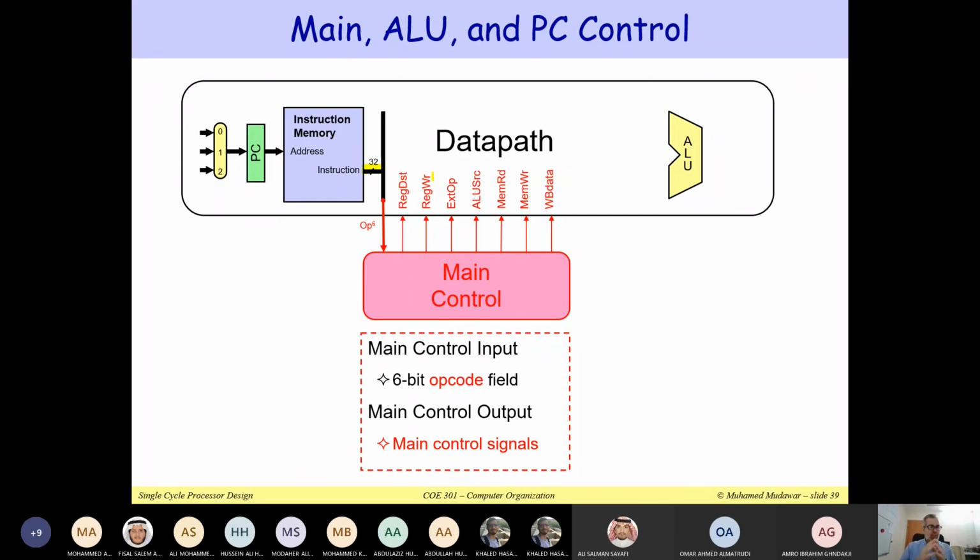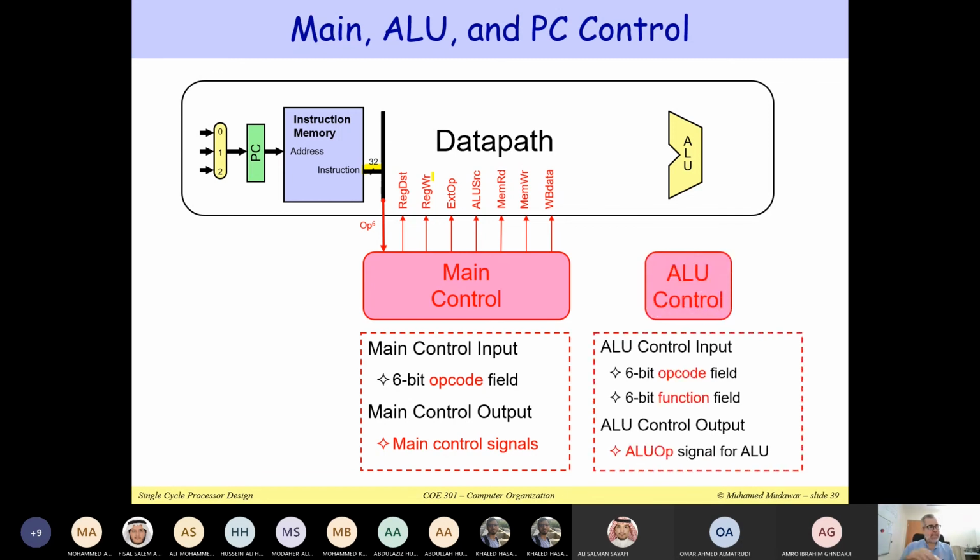The main control logic is going to generate the main control signals. I need to control the ALU. So I need here another control, which is called the ALU control. I can use the opcode and the function code because for R-type instructions, we have the function code that can be used to control the ALU. And the ALU control is going to generate the ALU operation.